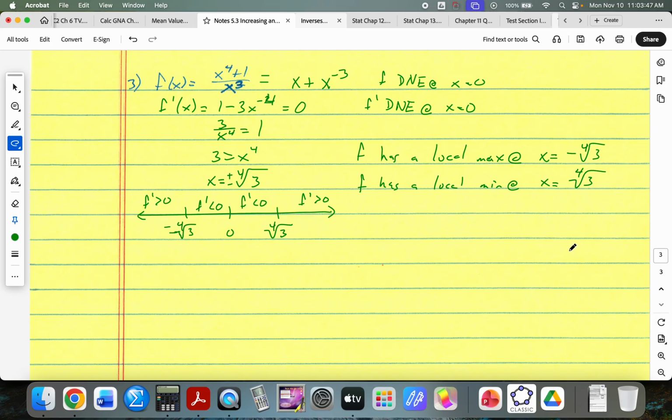Why does the function f prime not exist at x equals 0? Because I can't divide by 0? Oh, it's negative 4. Yeah, it's to the negative 4th power. So this is going to have a vertical asymptote at 0. That is what's going to happen. All right.